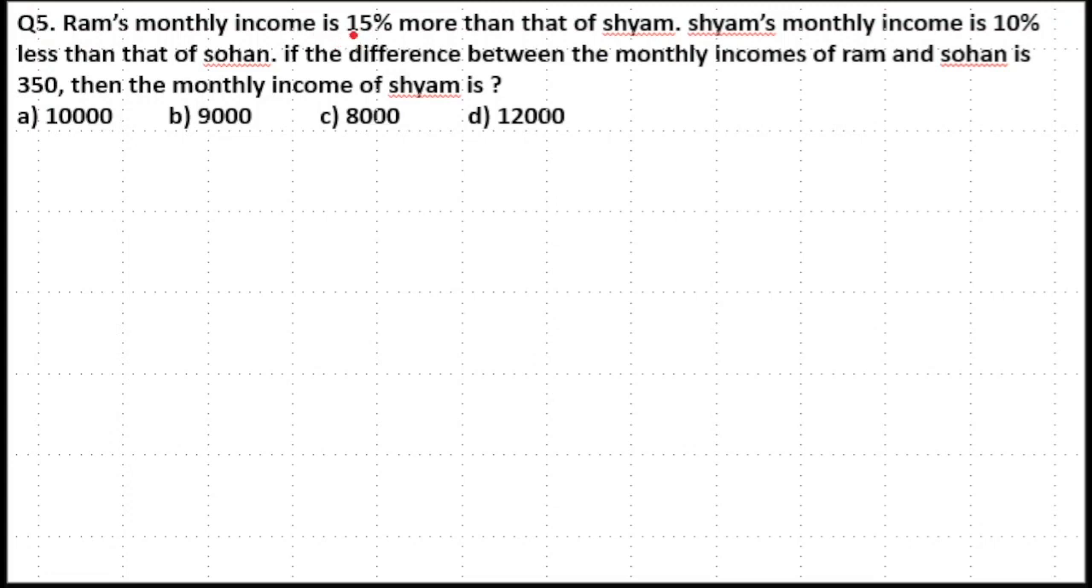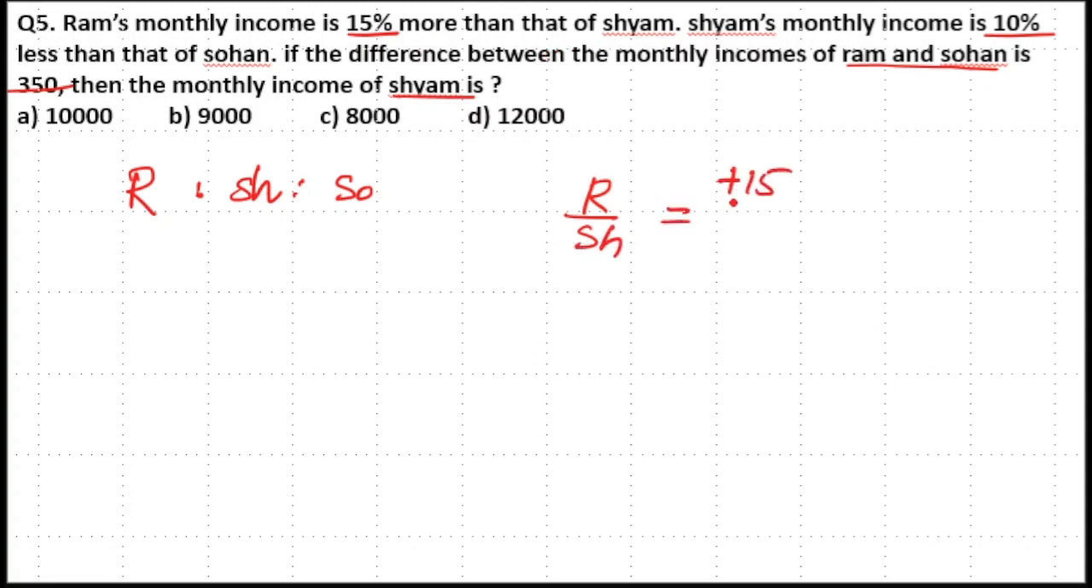Ram's monthly income is 15% more than that of Shyam. Shyam's monthly income is 10% less than that of Sohan. If the difference between the monthly incomes of Ram and Sohan is 350, then the monthly income of Shyam is. So we have Ram, Shyam and Sohan here. Here Ram's monthly income is 15% more than that of Shyam. That means plus 15% more than that of Shyam.